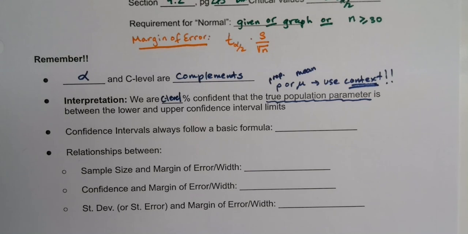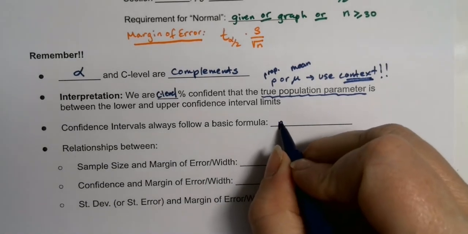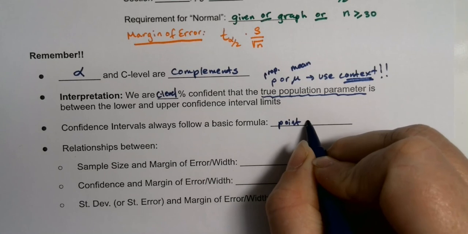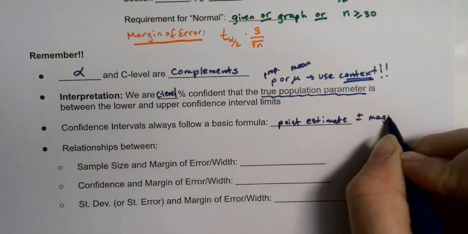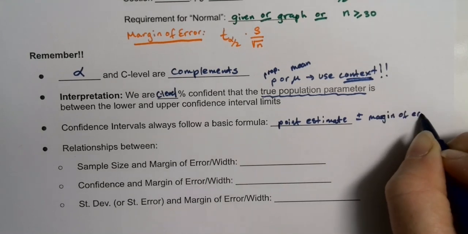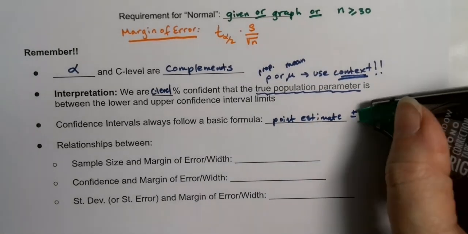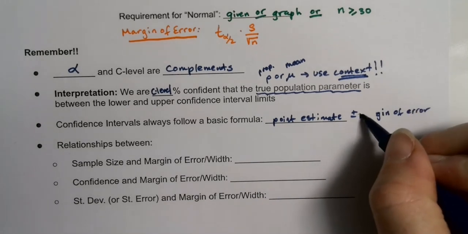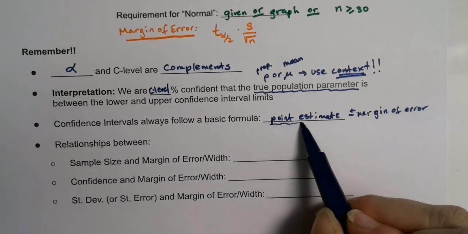All right, don't also forget that all confidence intervals that we are learning are based on a basic formula, which is your point estimate plus or minus your margin of error. That is how they work. Oh, margin of error. I lost room for my R in there. One second. Margin. There we go. That is the basic formula that all of these follow. They're going point estimate plus or minus margin of error.